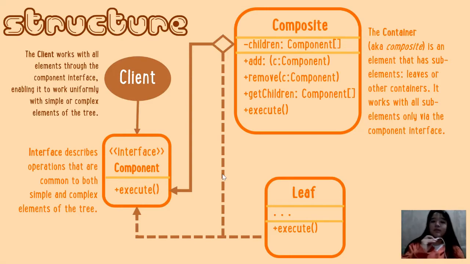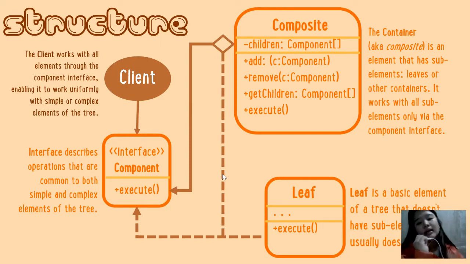Now, the composite, kagaya nga ng sinabi ko kanina, ay parang manager na siyang nagbibigay ng utos ng client sa kanyang mga nasasakupan. Ngayon, ang leaf naman, ang pinakahuling dinadaanan ng utos na galing sa kliyente natin. So, it is a basic element of a tree that doesn't have sub-elements and usually does the work.